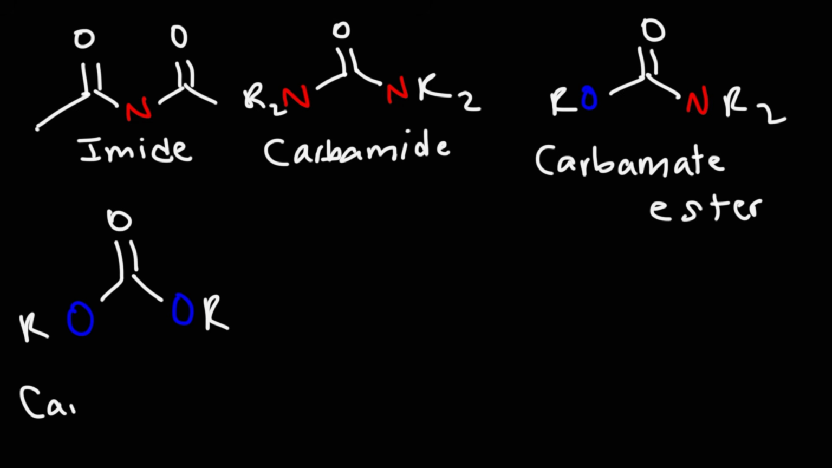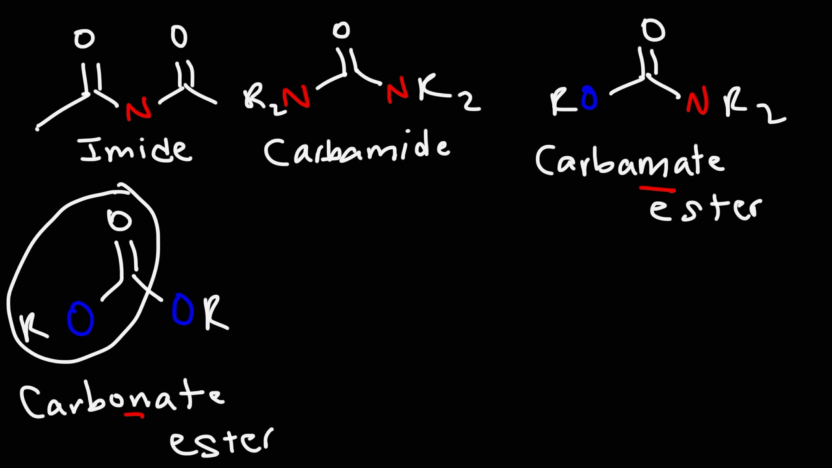Now this is not going to have an M in it. This is carbonate instead of carbamate. So we have an N instead of an M, but it's also an ester. We can see this side looks like an ester. So that's the difference between a carbamide, a carbamate ester, and a carbonate ester.